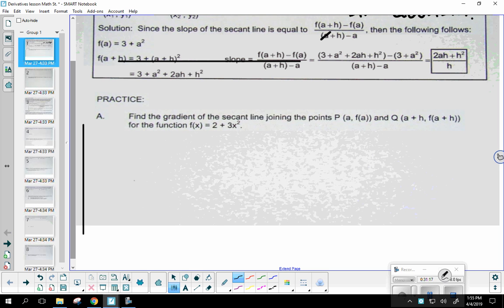So let's see here. Find the gradient of the secant line joining points a, f of a and a plus h, f of a plus h for the function 2 plus 3x squared. What it's telling me to do is apply this function to this right here: f of a plus h minus f of a, all over h. That's what it wants me to do. Okay.